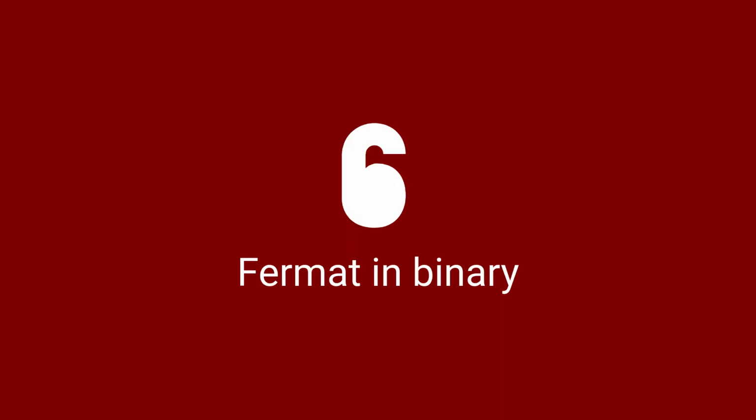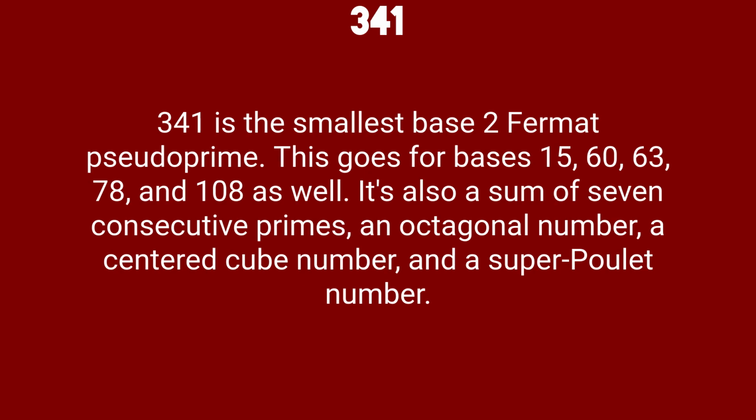Fermat binary. 341 is the smallest base 2 pseudoprime. This goes for bases 15, 60, 63, 78, and 108 as well. It's also a sum of 7 consecutive primes, an octagonal number, a centered cube number, and a super-Poulet number.